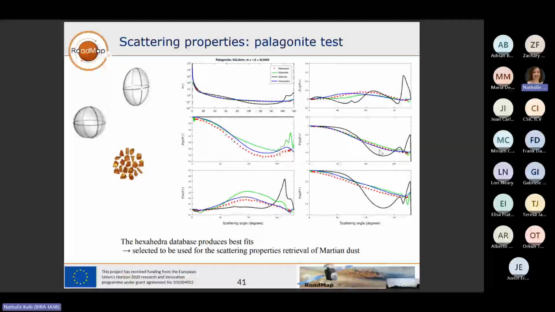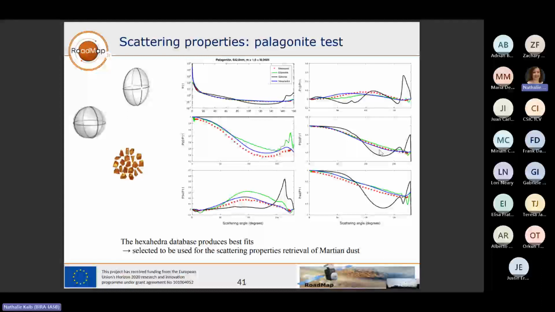And here I have the results of the test. So we have the spheres, triaxial ellipsoids, and the hexahedra database that we used. The red lines may be better seen on the other screens, this is quite unclear here. So the red points are the measurements. Then the green curve is the ellipsoid database, the black one is spheres, and the blue one is the hexahedra database. So we are using the same particle sizes, same refractive indices, just different shapes.